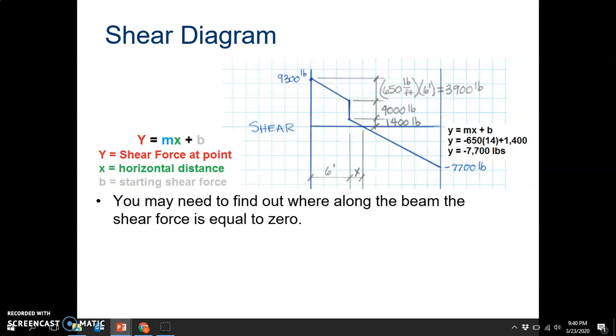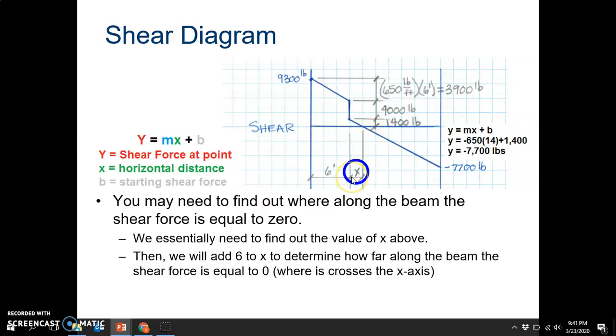I may also ask you where along the beam the shear force is equal to 0. And again, those in calculus, you'll actually find this is going to be a maximum or a minimum for the next unit, but we won't get there yet. You might want to know where along the beam the shear force is equal to 0, which would occur right where the x is right there. So I'm not necessarily finding x. I would have to be doing 6 plus x. I want to know where this point is.